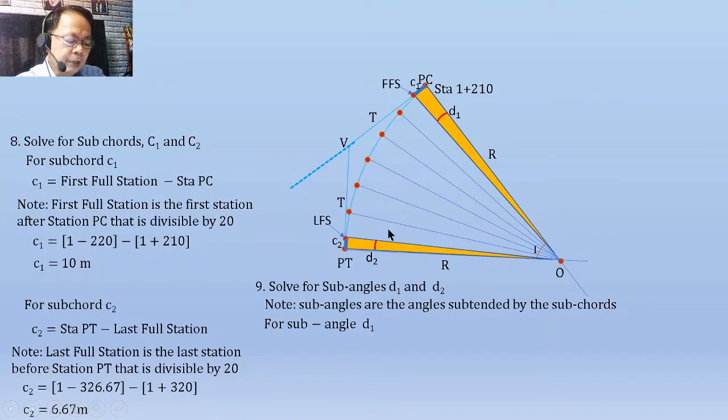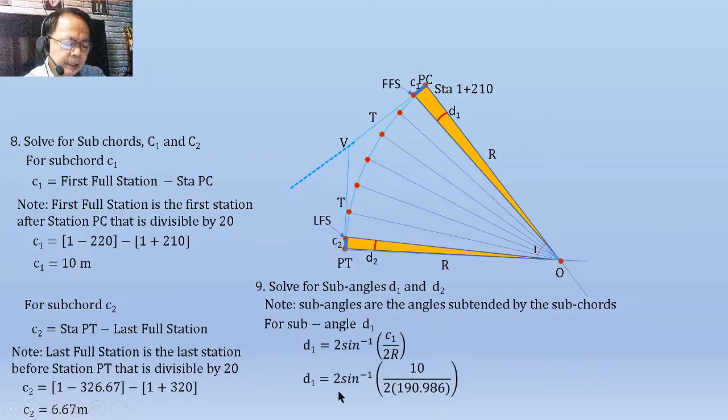Okay, for D sub 1, this is equal to 2 times arc sine of C1 over 2R, ano? Okay, and when the value is substituted, we shall have here our D sub 1 to be 2 times arc sine of 10 divided by 2 times 190.986. That if this will be substituted, our degree is equal to 3 degrees.